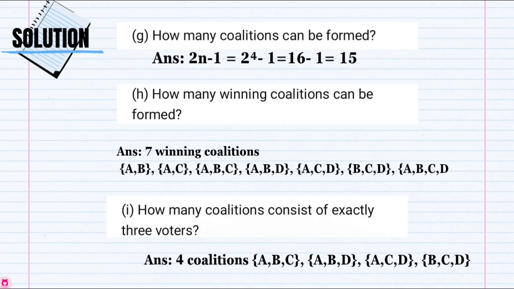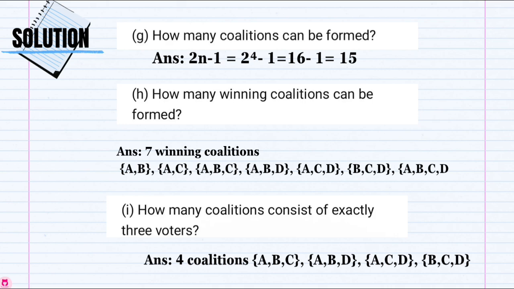For letter H, how many winning collations can be formed? A winning collation must have total votes greater than or equal to 6. So let us find the winning collations. In single collations, there is none. In two-voter collations, I find AB, that is 4 plus 3, 7, and AC, that is 4 plus 2, that is 6.